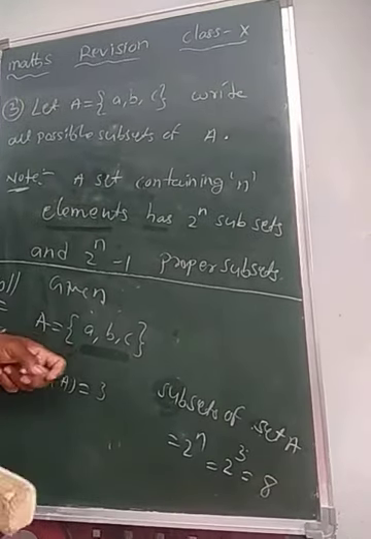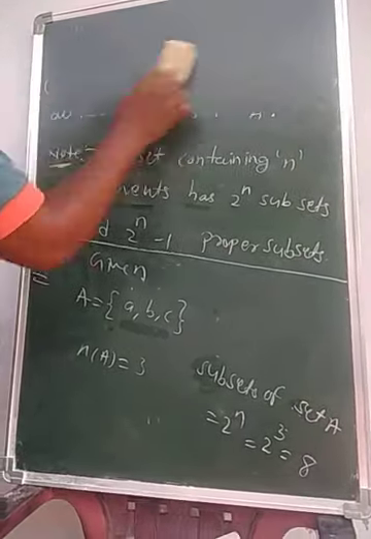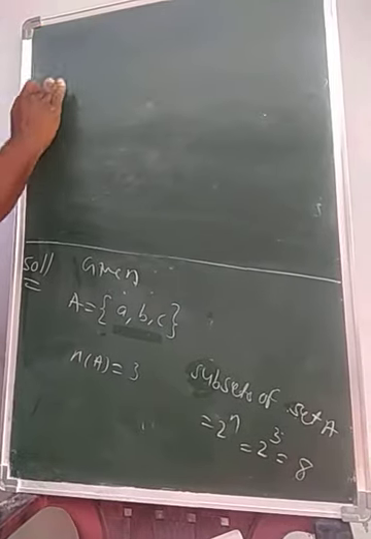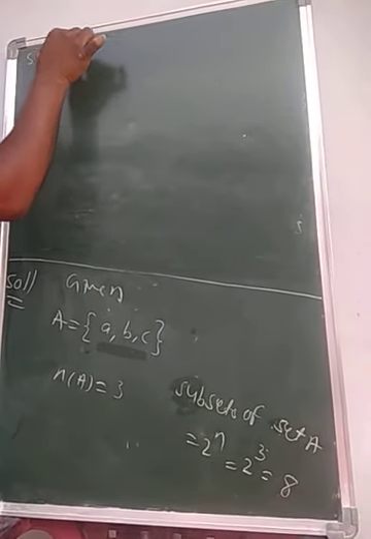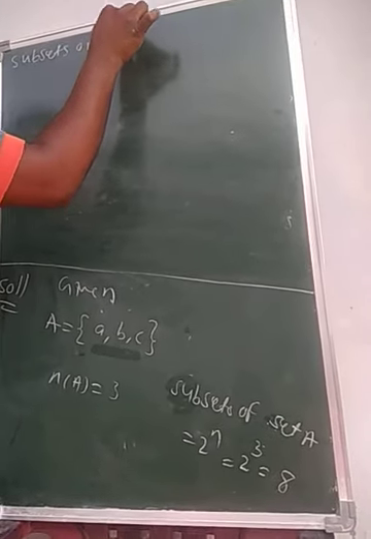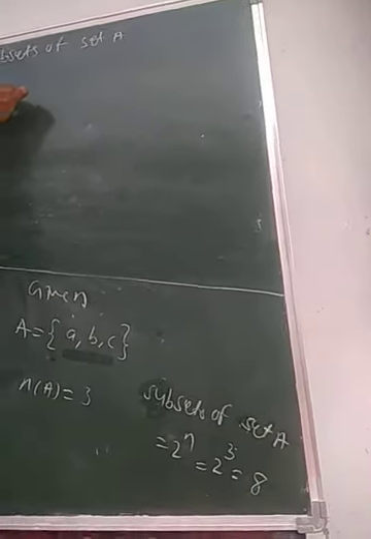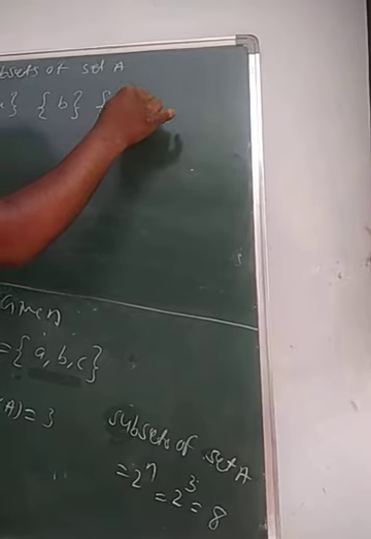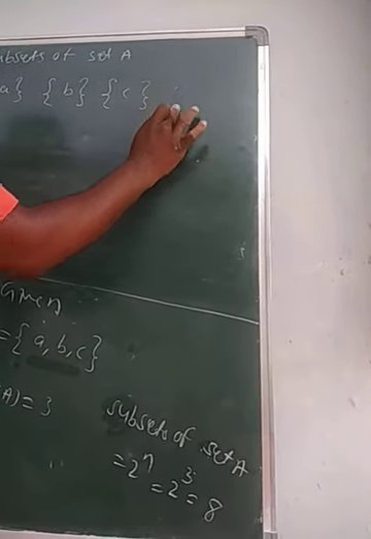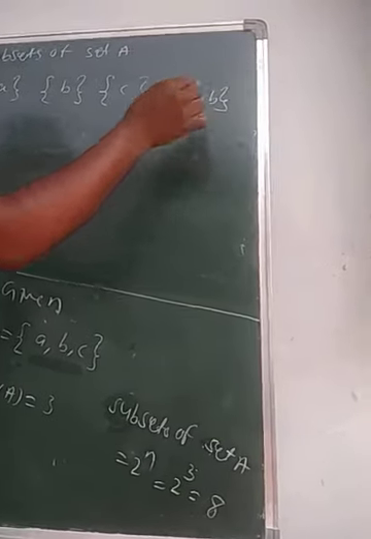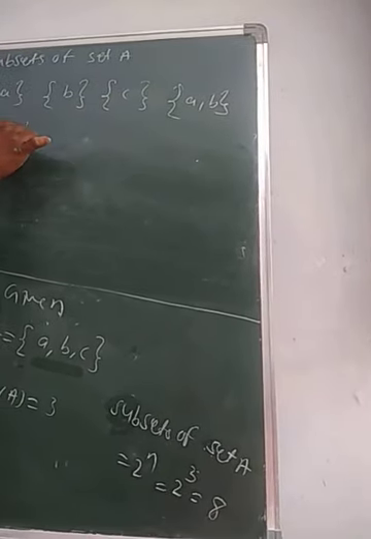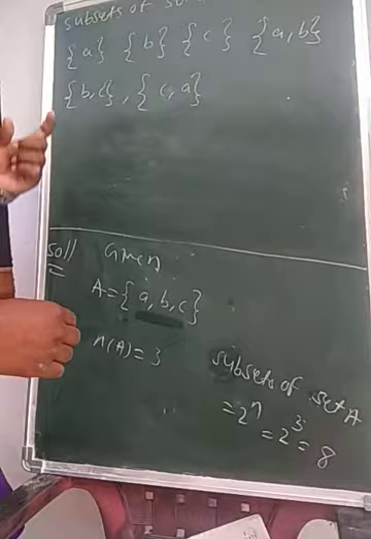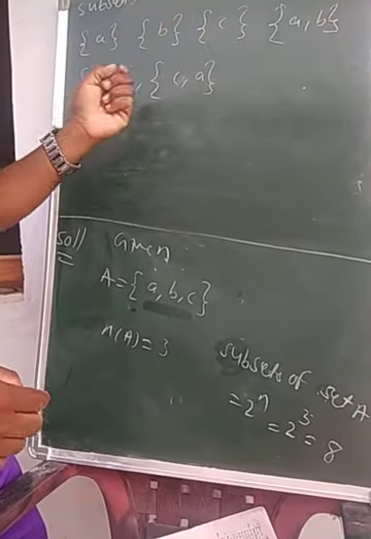How many subsets does set A have? 8 subsets. What are they? You now see. First, I am writing the subsets of set A, that is {a}, {b}, {c}, next {a, b}, {b, c}, and {c, a}. How many? 1, 2, 3, 4, 5, 6 we get.